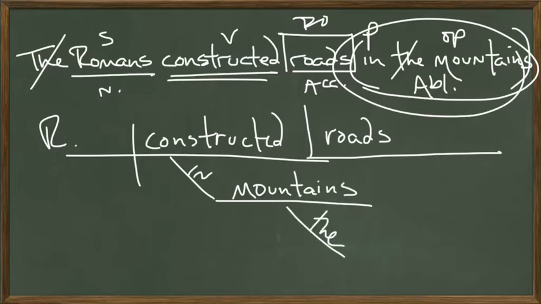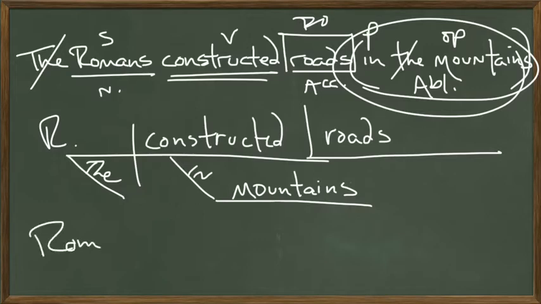All right, so there we go. The Romans constructed, let's add the article adjective here. The Romans constructed roads in the mountains. I'm going to get rid of at least one of these article adjectives to give myself some room, so just remember that it was there. We have the Romans constructed the roads in the mountains. Let's translate this into Latin.